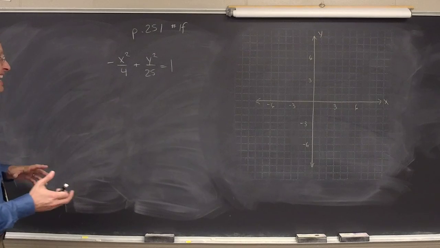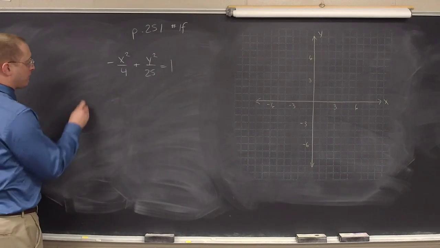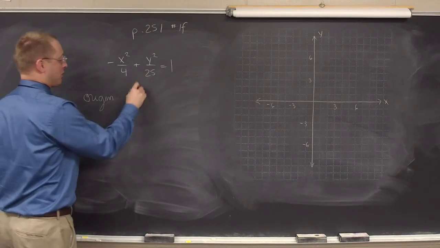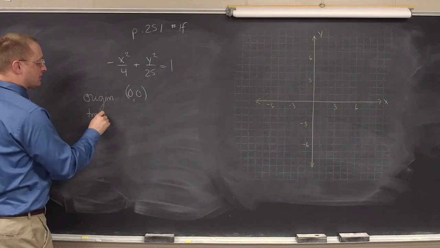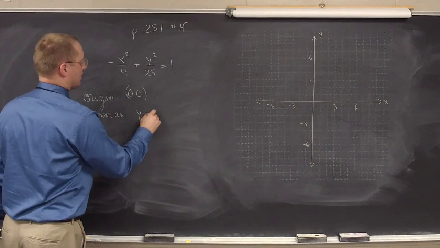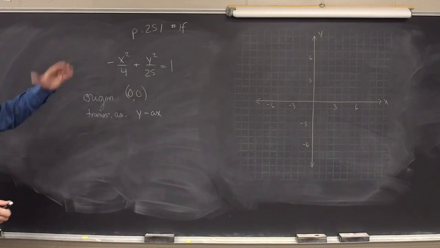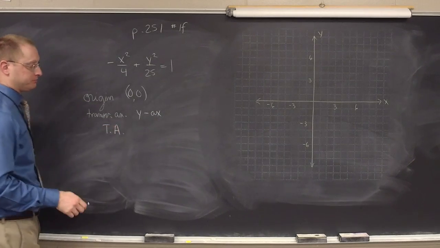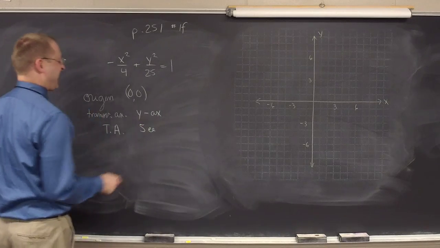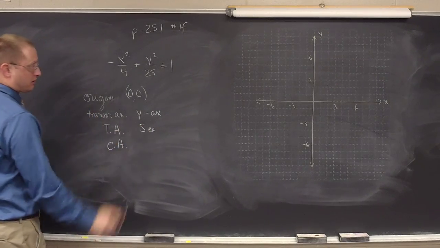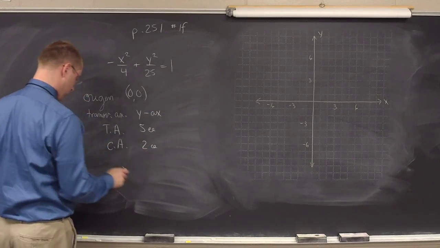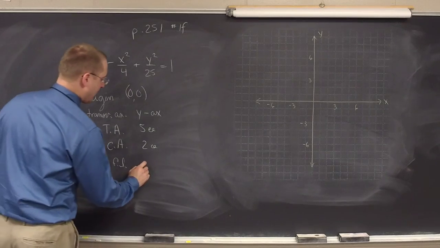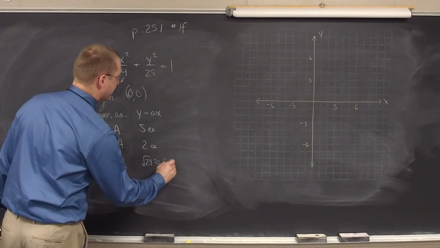So this is going to be a very tight curve for a hyperbola, but the origin is still going to be at 0, 0. This time the transverse axis, which means the hyperbola is going to go up and down as opposed to side to side. The length of the transverse axis, 5 each, total of 10. The length of the conjugate axis, only 2 each, total of 4. The focal length, square root of 29, which is about 5.4.